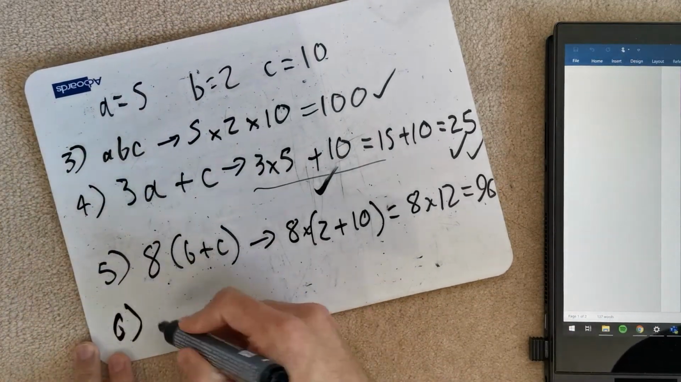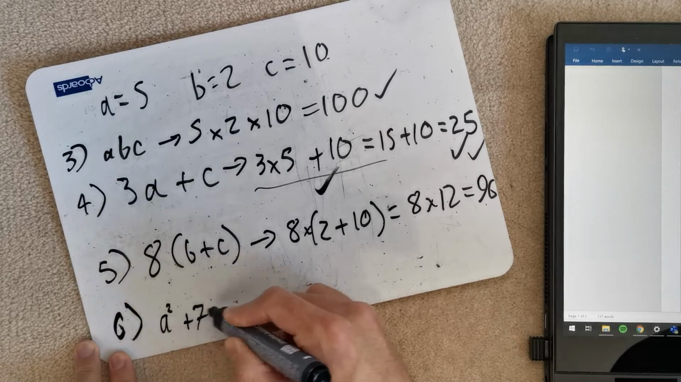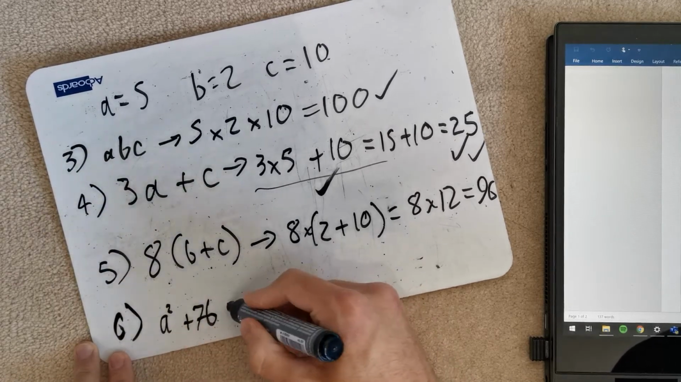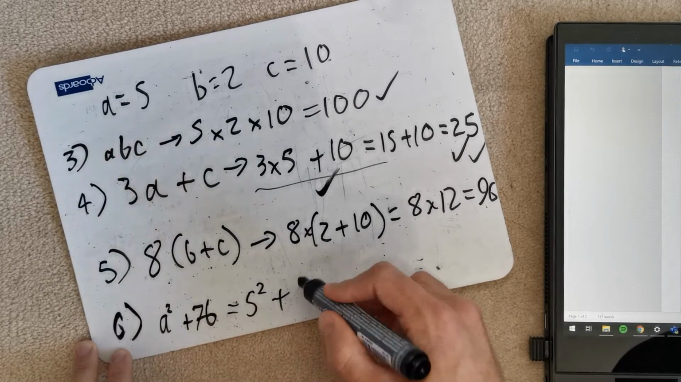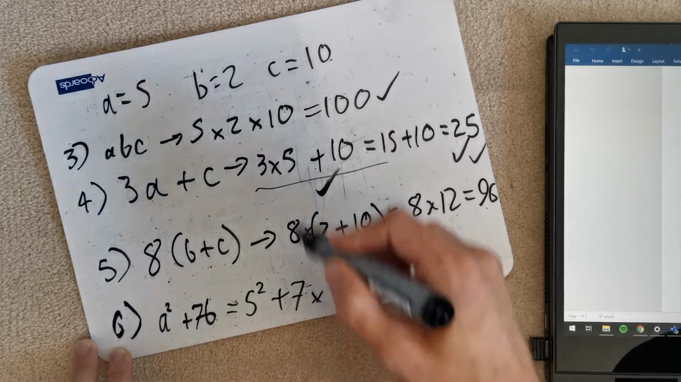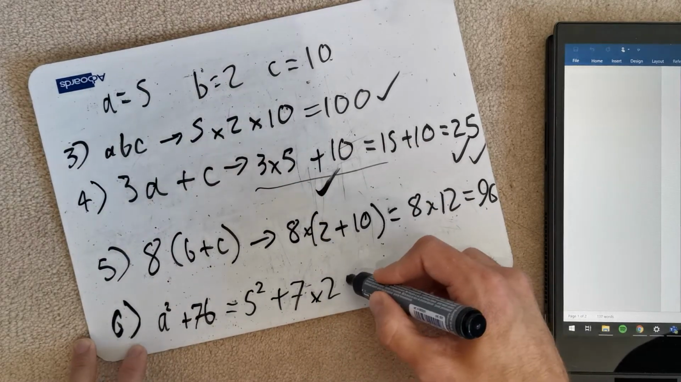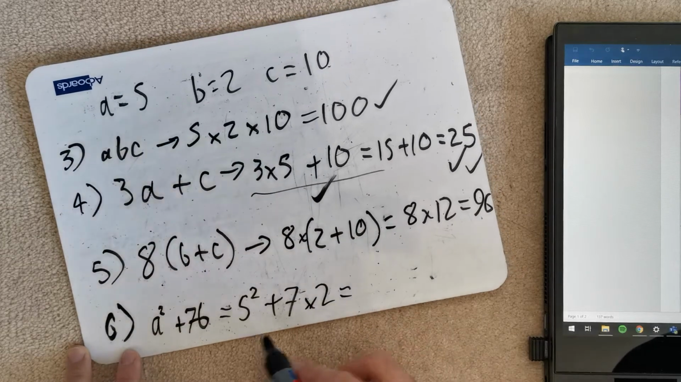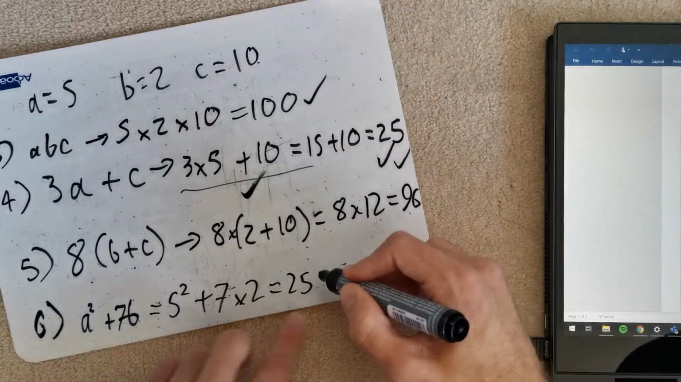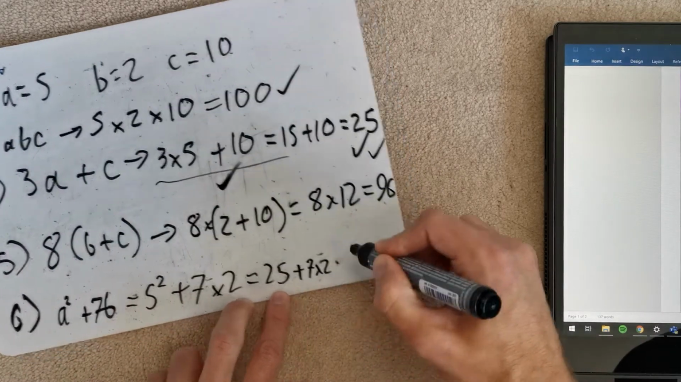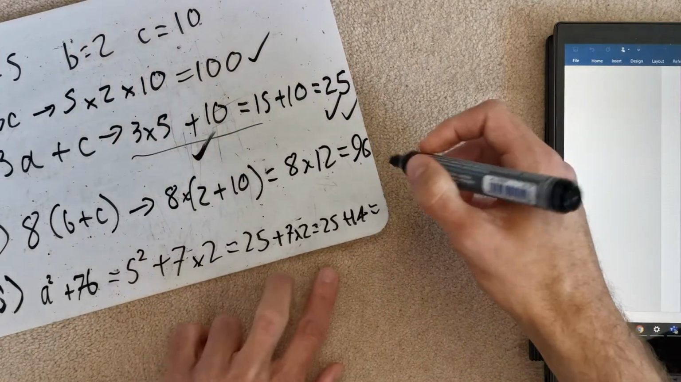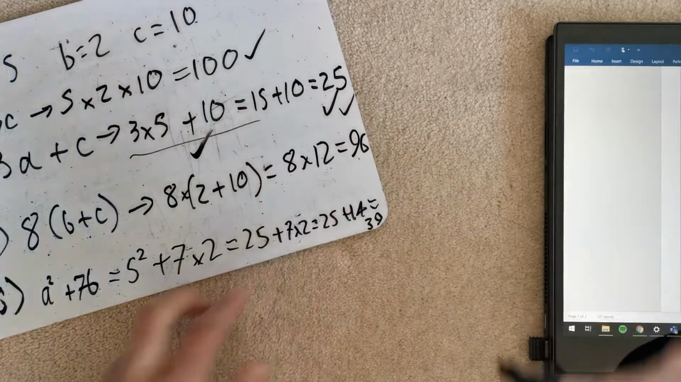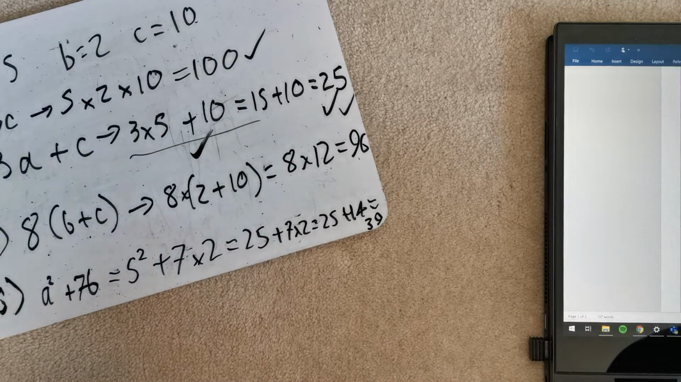Question 6 here. Work out A squared plus 7B. A squared would be 5 squared, plus 7B, which is 7 times 2. Remember your BIDMAS. Do the index first. We're going to do 25 plus 7 times 2, which is 25 plus 14, which is, I've run out of room, haven't I? 39. There we go. Hopefully you can see that in the corner there. Smooshed in.